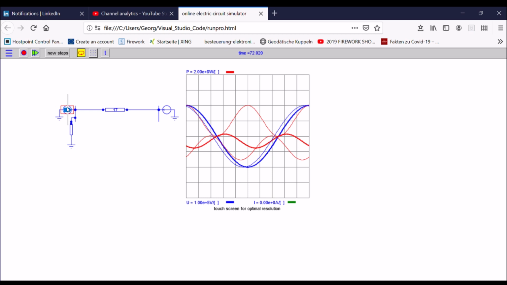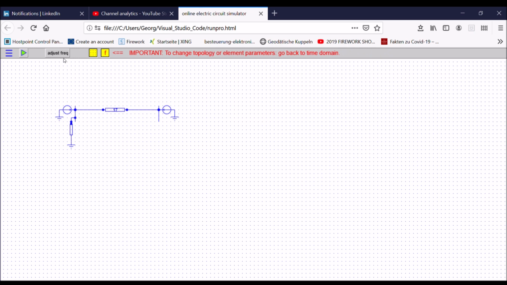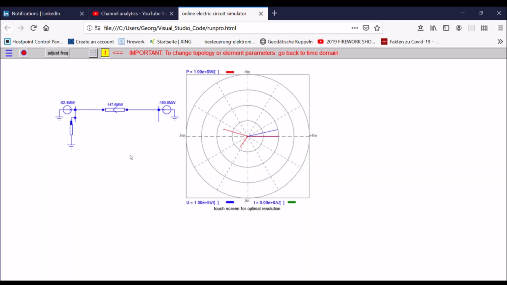So this is what you can see here. Power is oscillating back and forth a little bit. It's not so much, but if you have longer lines, this starts to be much more pronounced than what you see here. Here we have now the time domain, and we can now go and look at the phasor domain. So I'm just looking at the phasor now. You see now the phasor domain.